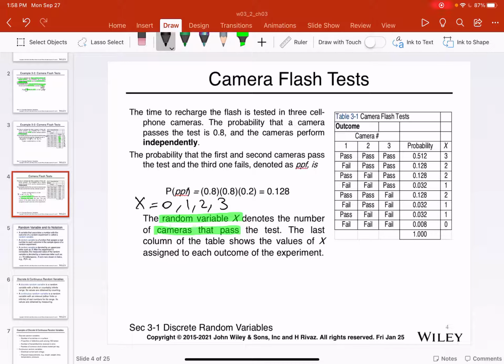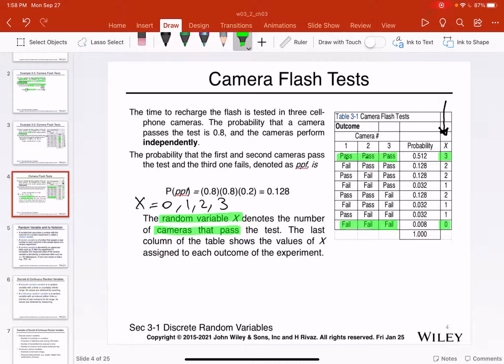So this last column in this table denotes X, right? So if the event is pass, then X is 3, right? Or if the event is fail, then X is 0, right?